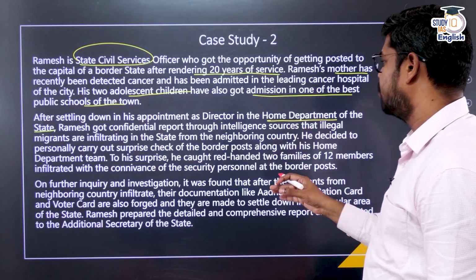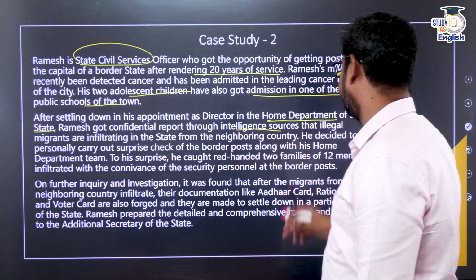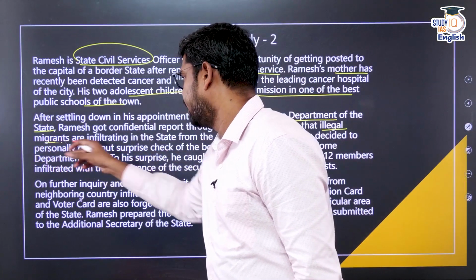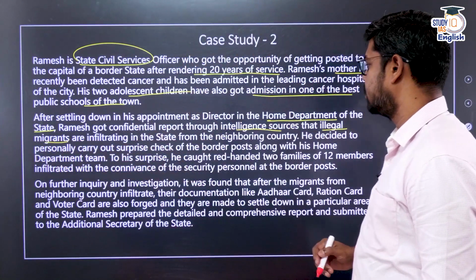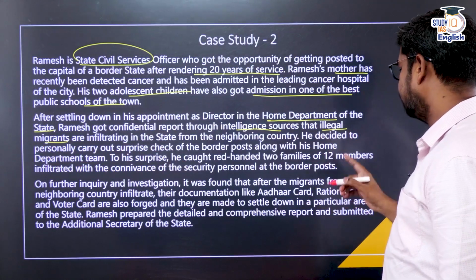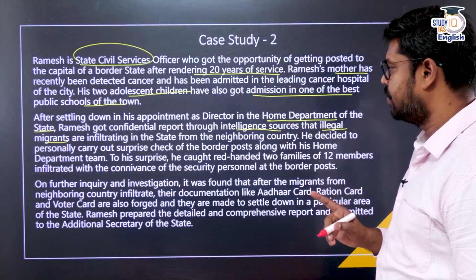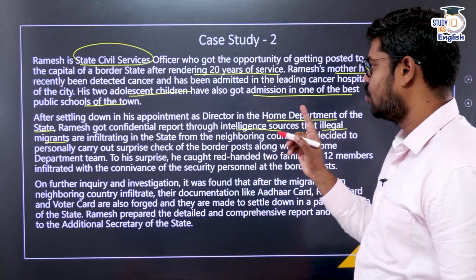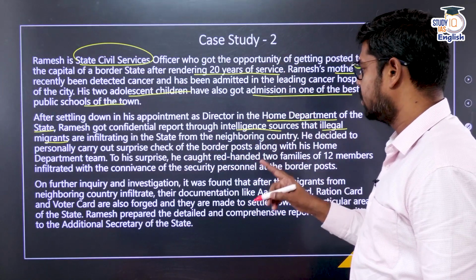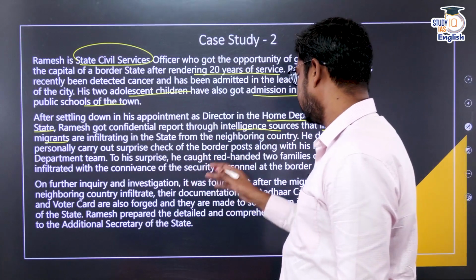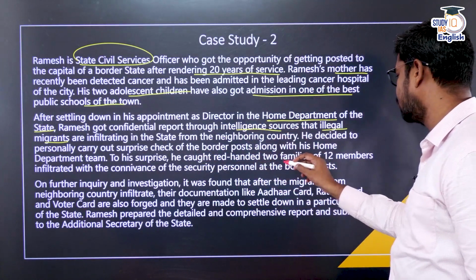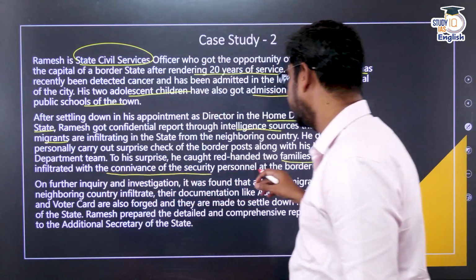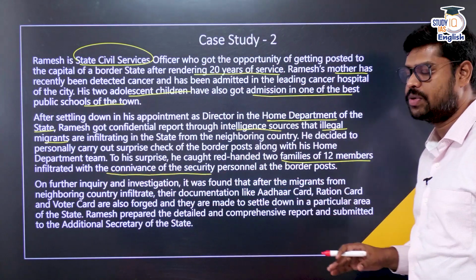Ramesh got confidential report through intelligence sources that illegal migrants are infiltrating in the state from the neighboring country, he decided to personally carry out surprise check of the border post along with his home department team. To his surprise, when he carried out this, he caught red-handed 2 families of 12 members infiltrated with a connivance of the security personnel at the border post.